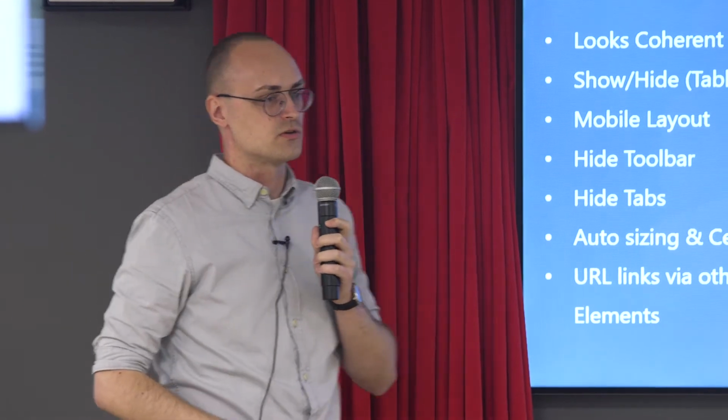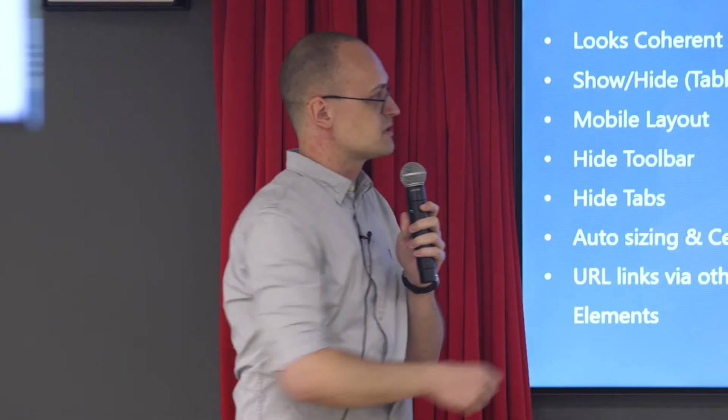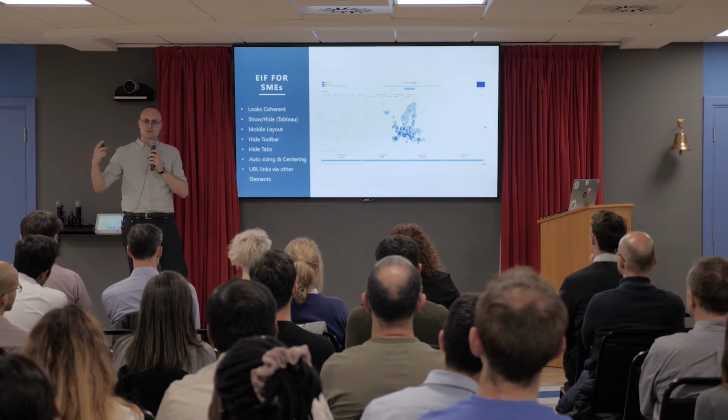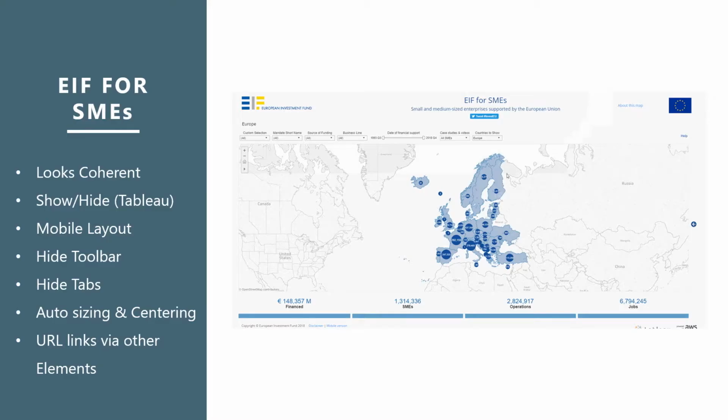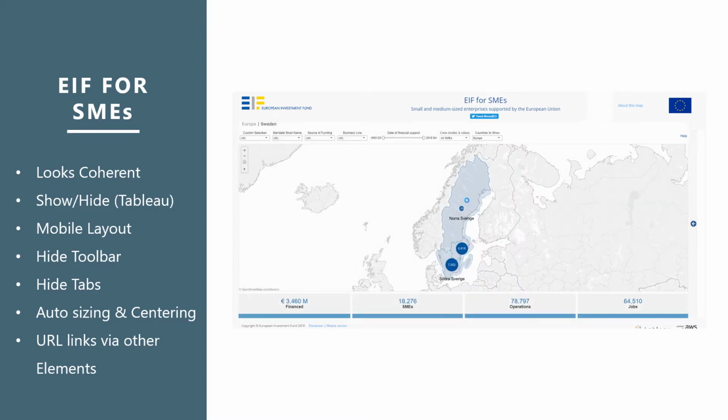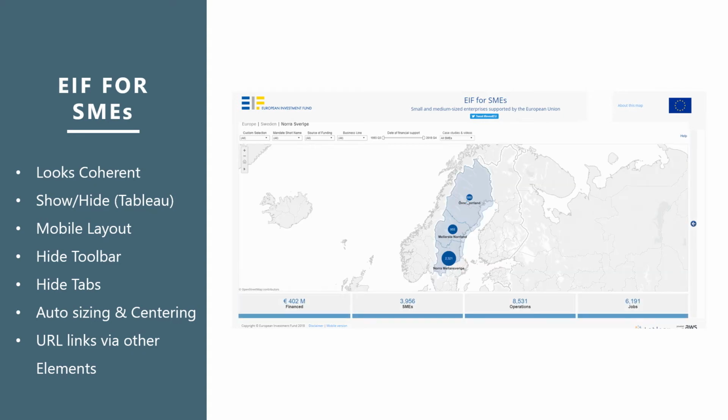This is an example of the European Investment Fund. This is their main website. It looks quite coherent, and then we go to one of their embedded vizzes that they use. You can actually see that it fits in with their website. They use all the elements. It is actually quite a nice viz. They've hidden all the bars on the bottom.